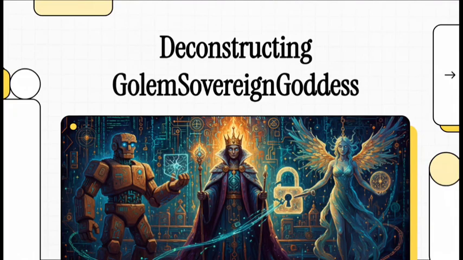All right, today we are diving deep into something truly strange. It's a piece of software architecture that reads less like a technical document and more like a mystical text. We're going to deconstruct a system called the Golem Sovereign Goddess, and we're going to use its own bizarre source code and documentation as our guide. Let's get right into it.